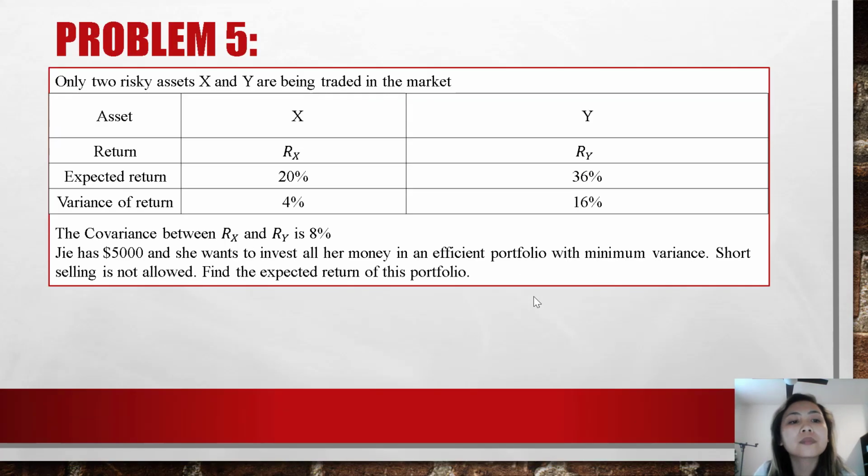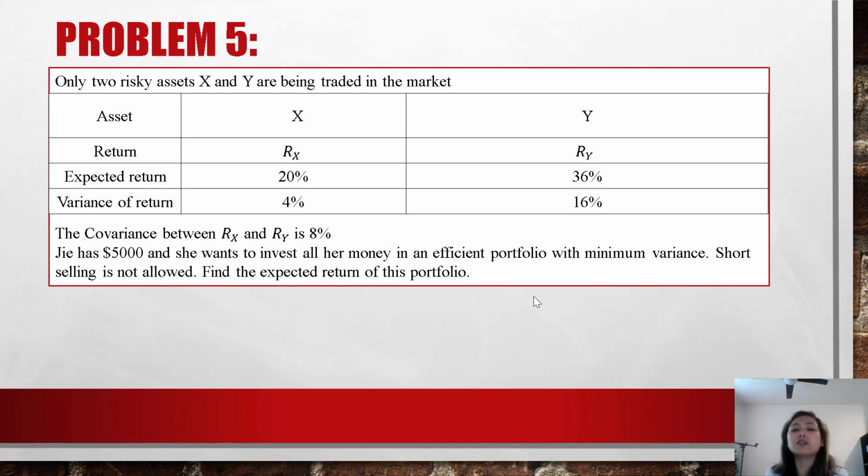Problem 5. Only two risky assets, X and Y, are being traded in the market. And here we have a table of X and Y and their expected return and variance. The covariance between Rx and Ry is 8%. J has $5,000 and she's wanting to invest all of her money in an efficient portfolio with minimum variance. Short selling is not allowed.